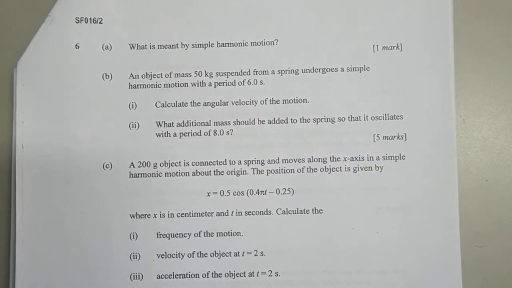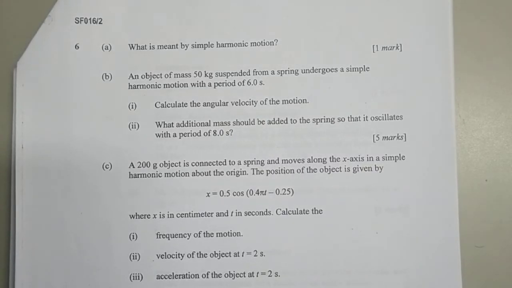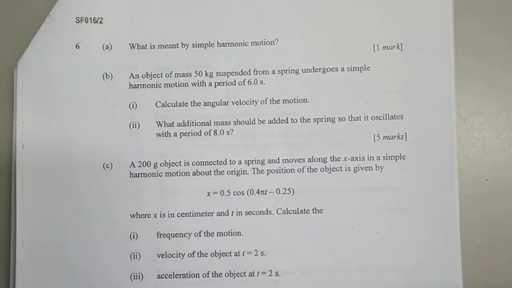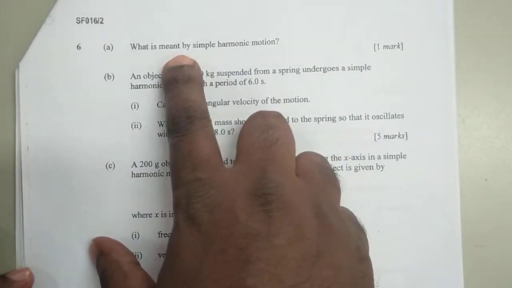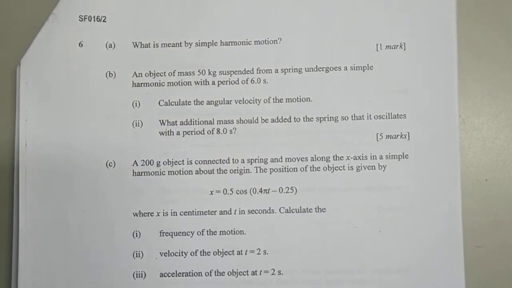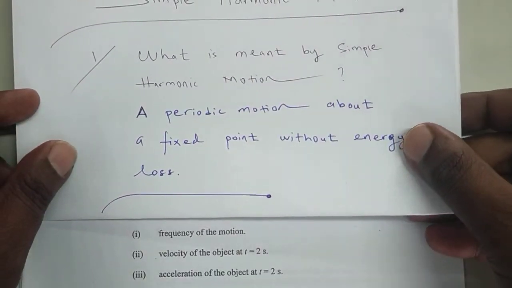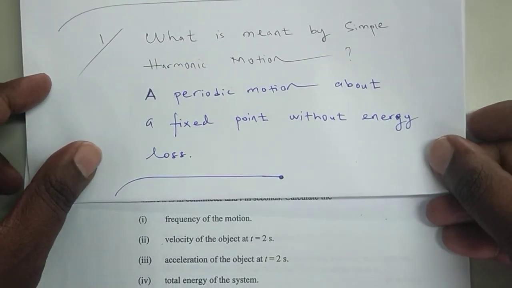Hi all, this is an exam question related to simple harmonic motion, year 2011-12 PSPM. You can see full of simplicity in this simple harmonic motion. For the first part A, what is meant by simple harmonic motion? You may refer to my previous video of simple harmonic motion which stated this definition. So simple harmonic motion is a periodic motion about a fixed point without energy loss.